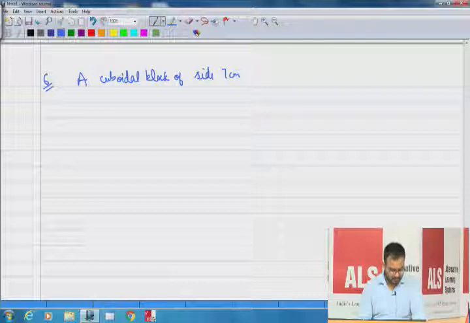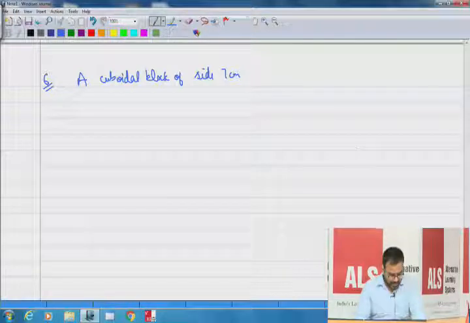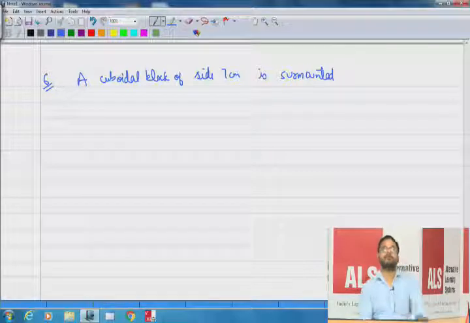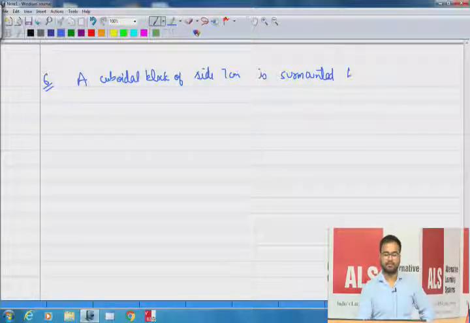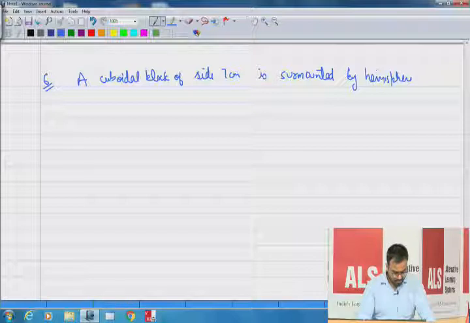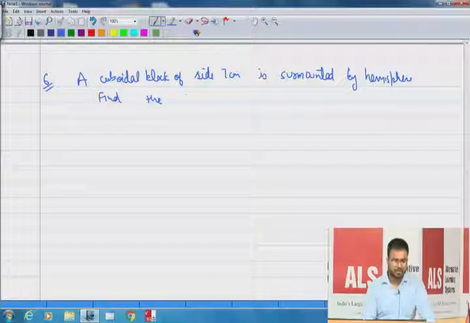Okay, so next question is, a cubical block of side 7 centimeter is surmounted by a hemisphere. This block is surmounted by hemisphere, it means hemisphere is on the top of that one. Find surface area of solid.